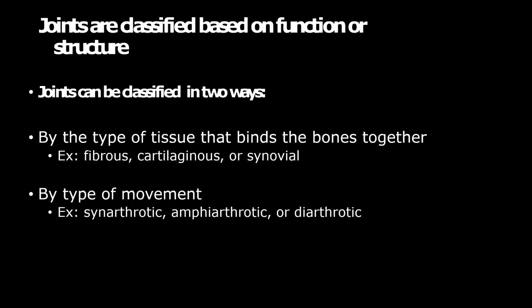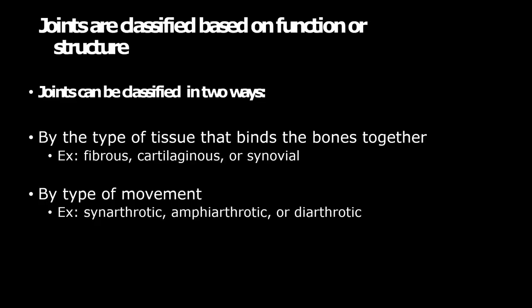Joints are going to be classified based on their function and their structure. So we talked about the different definitions of those types of joints. They can be classified in two ways. It could be classified by the type of tissue that's going to bind the bones together. For example, you could have a fibrous tissue that's binding them, so it could be a fibrous joint. You could have cartilage that is binding them together, so it could be a cartilaginous joint, or it could create a capsule where you might have some fluid in between that joins those two bones together, and that would be a synovial joint.